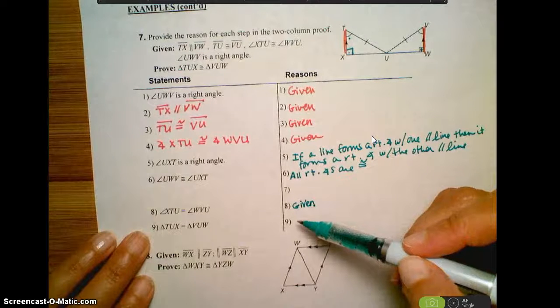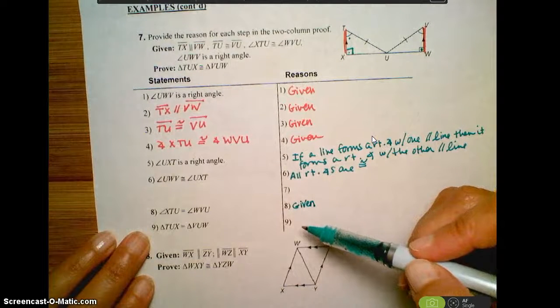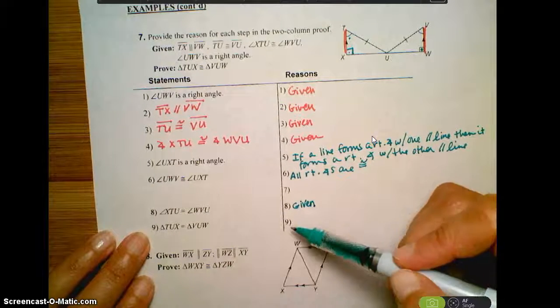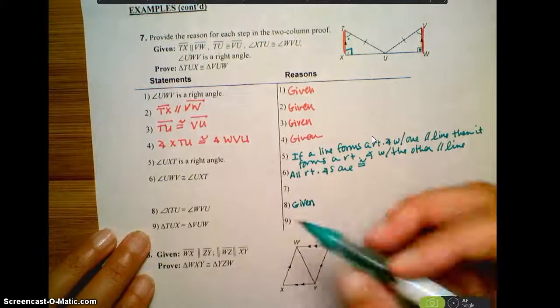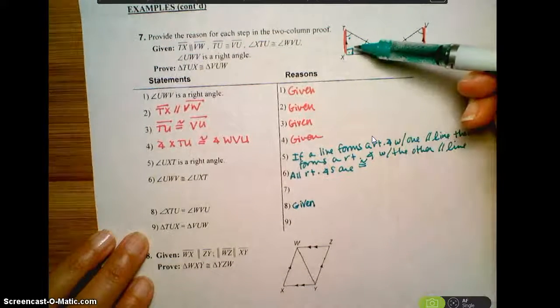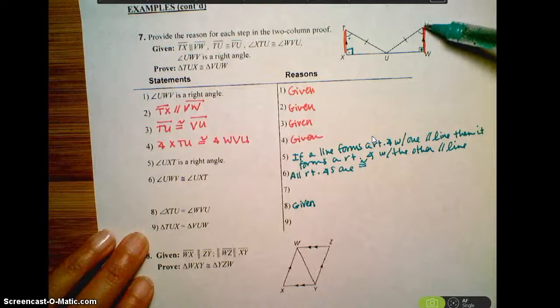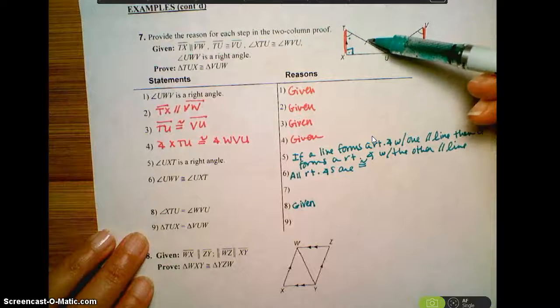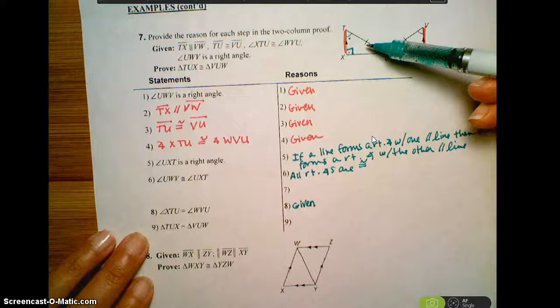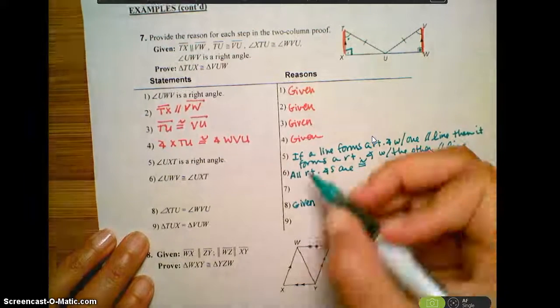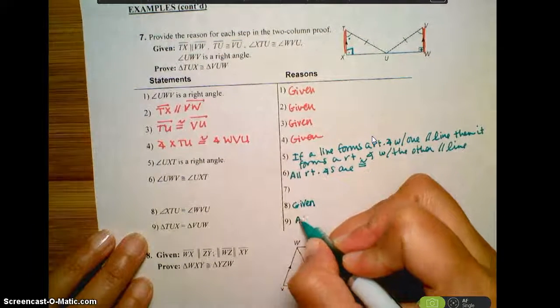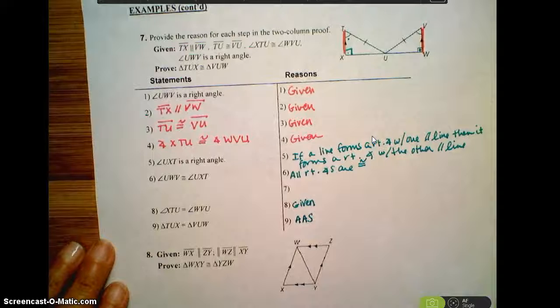And number 9, then, we're going to say these two triangles are congruent because if you take a look at your markings, you have two angles marked congruent to each other. You have a non-included side marked congruent, and therefore these are congruent by angle, angle, side.